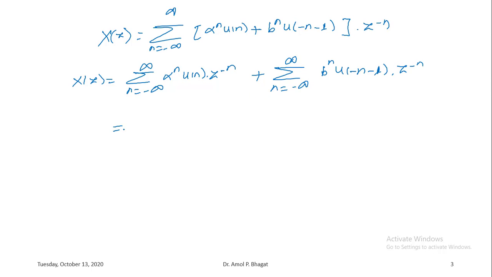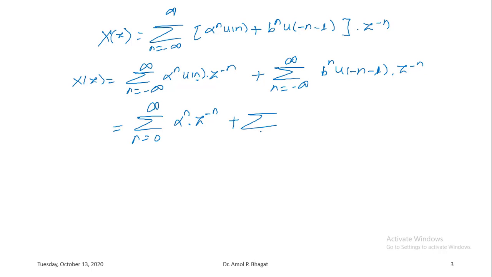Okay. So as we have seen in this case, this signal will exist only for positive values of n. For negative values of n, u of n is 0, so we can restrict these limits. So instead of minus infinity to infinity, we can write 0 to infinity. It will be 0 to infinity alpha to the power n. For 0 to infinity, u of n will be 1, so there is no need to write u of n, multiplied by z to the power minus n. Okay. Plus summation. Again here, this u of minus n minus 1 will be 1 for negative values of n.